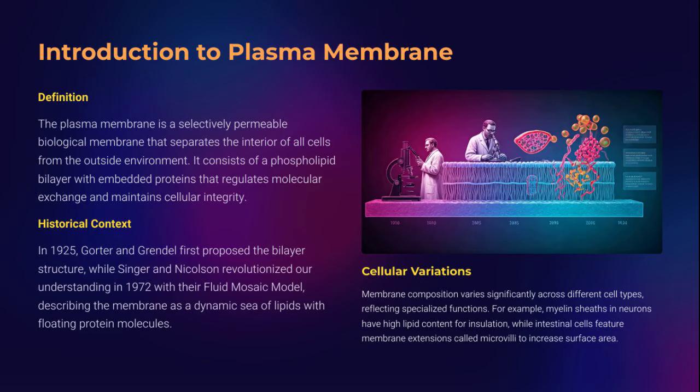Think of the plasma membrane as a selectively permeable fortress. It defines identity and order in a sea of entropy. It evolved from Gorter and Grendel's early observations in 1925 to Singer and Nicholson's revolutionary fluid mosaic model in 1972. Different cells tailor it uniquely. Myelin sheaths insulate neurons, while microvilli boost absorption in intestines. This is form meeting function in real-time biology.